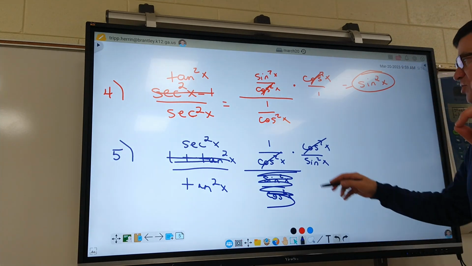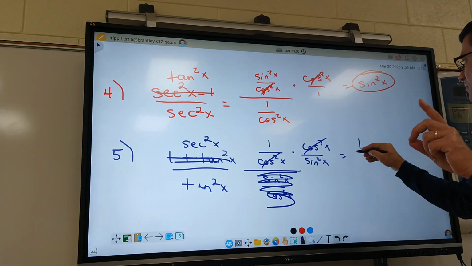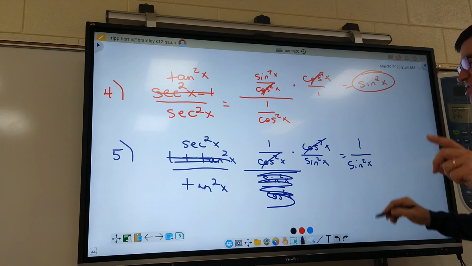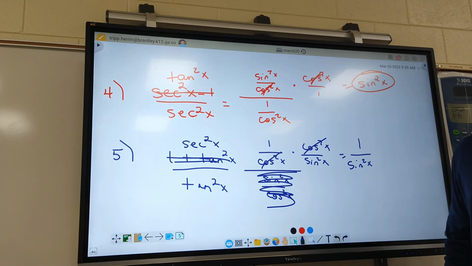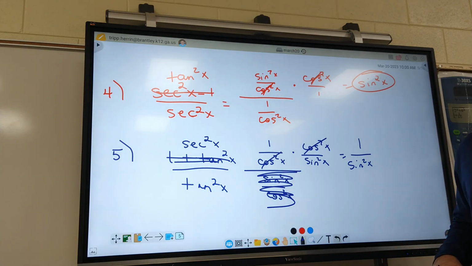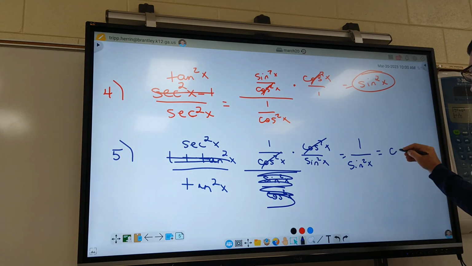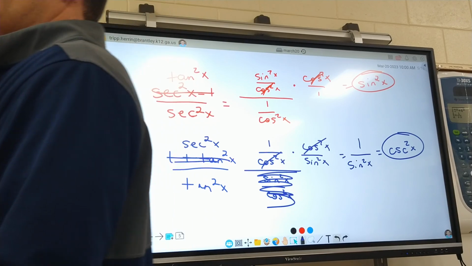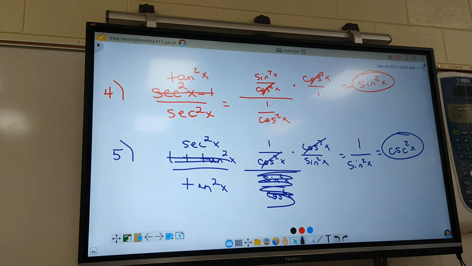So now look, we do have a 1 left on top. We do have a sine squared on the bottom. Now, can we change that into one word? What does 1 over sine equal? Cosecant, so this would be cosecant squared. So 4 and 5 are very similar problems, and you will have one like that on the test, because I think that's definitely something we can do.